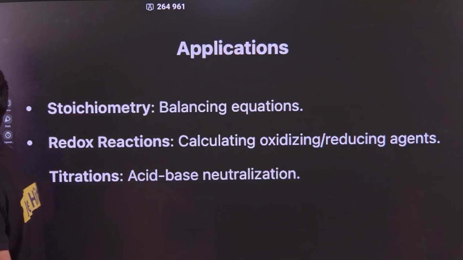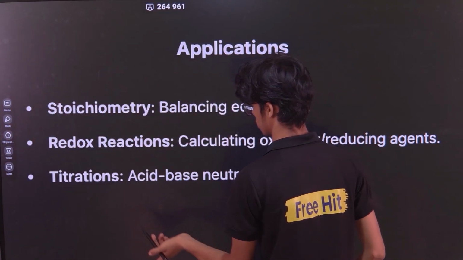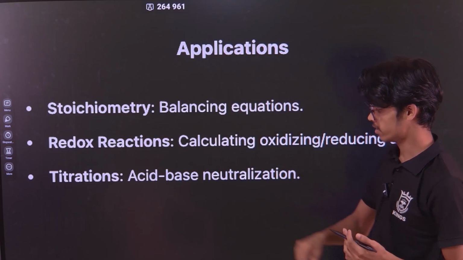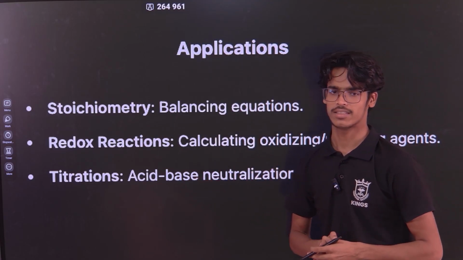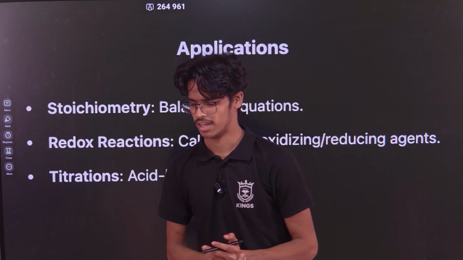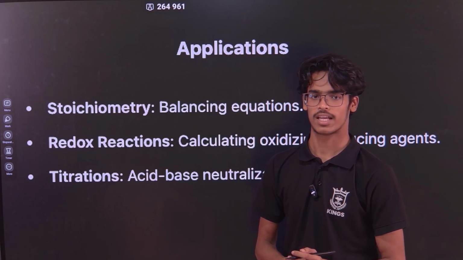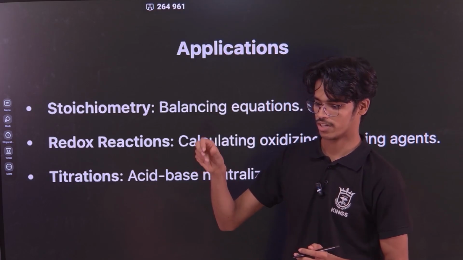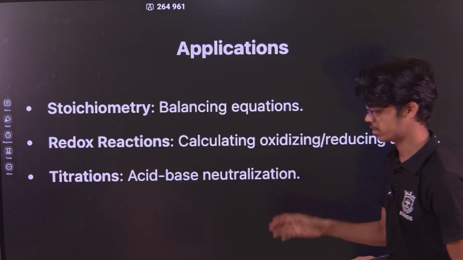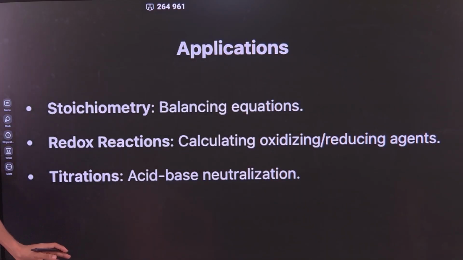First of all, why are we even studying this? First of all, it helps in stoichiometric balancing of the equation. And in case of the redox reaction, these things are used. And titrations, acid base neutralization titration. I hope you have heard of that experiment, acid base titration, that purple color experiment. You are just putting in drops and the purple color appears. In that case also we are using this particular concept of equivalent mass and equivalent moles. By the way, this is just the theoretical part.